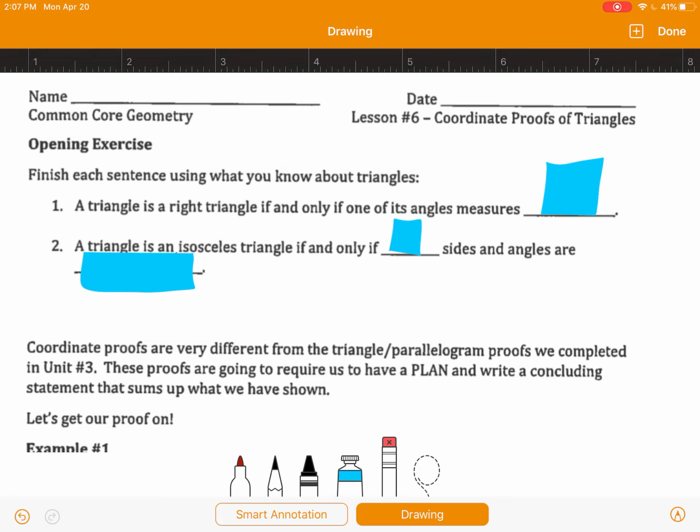Hi guys, so this is the video for lesson 6. Most of us did it over a Zoom lesson, but this is in case you couldn't make the Zoom lesson. And we're going to be talking about proofs.